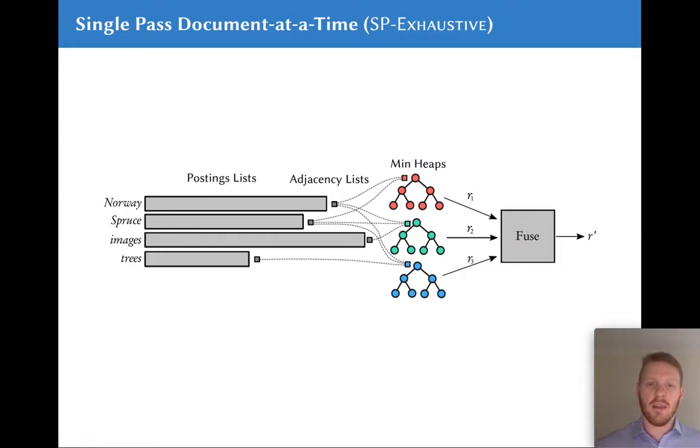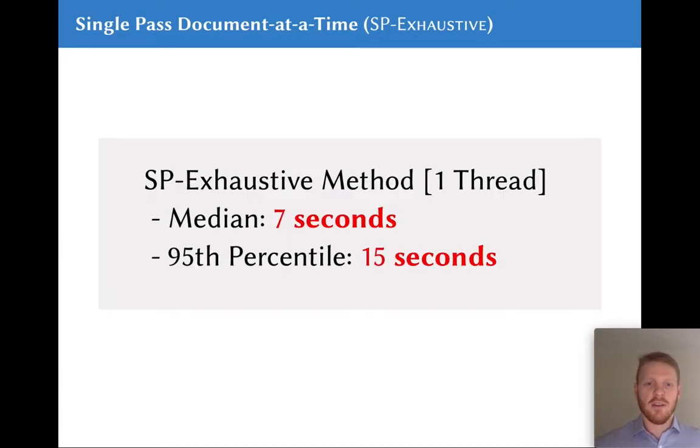And the other problem here is that we have to look at every document in every postings list exhaustively. We can't do any fancy dynamic pruning to accelerate query processing. So as you might imagine, this is very slow. So using a single thread, this will take 7 seconds in the median and 95th percentile of 15 seconds. So even though we're only looking at each postings list once now, we're doing much worse than the parallel method.